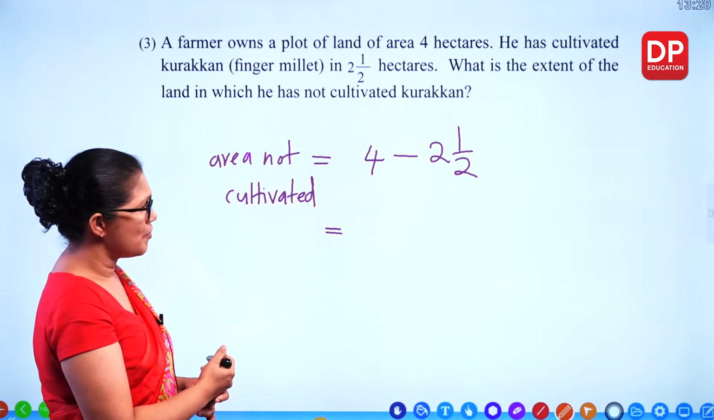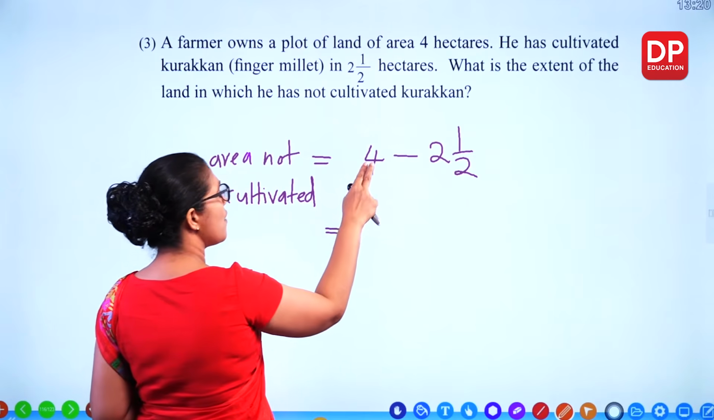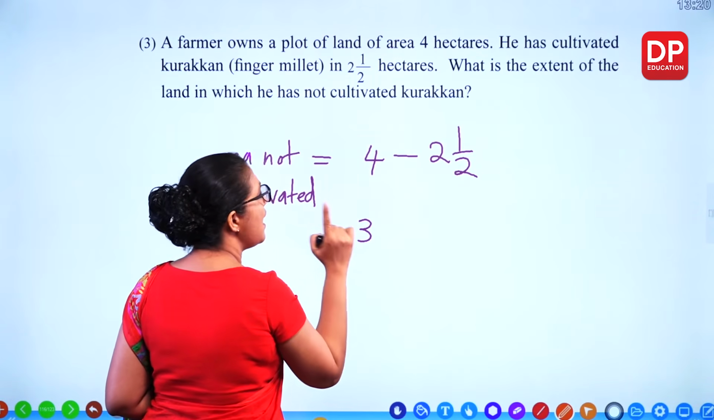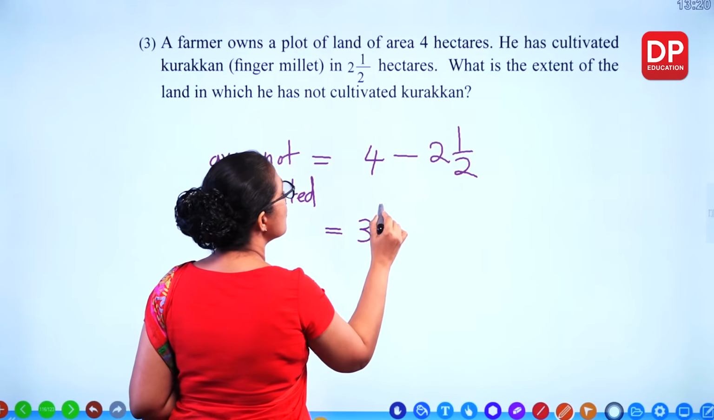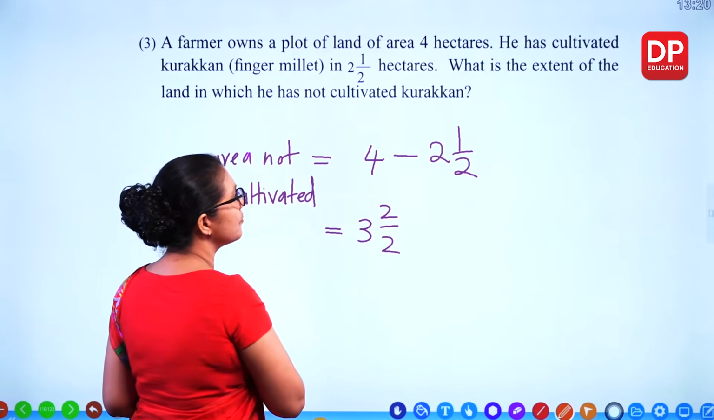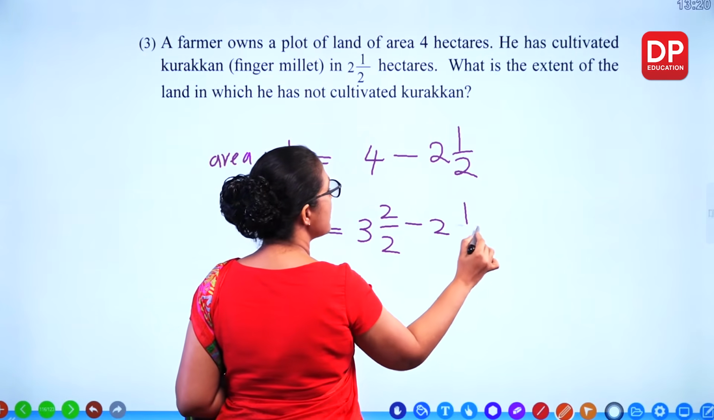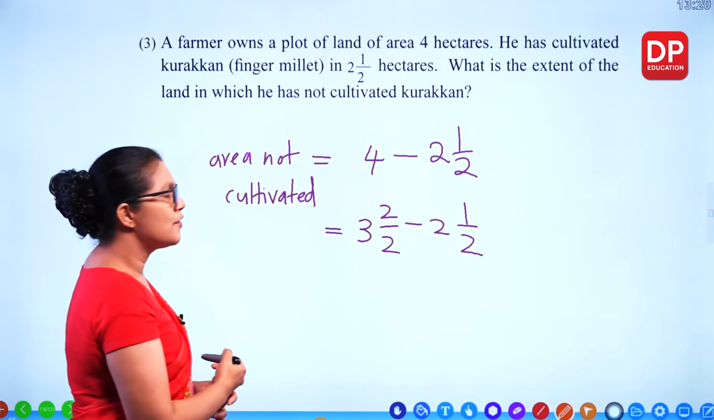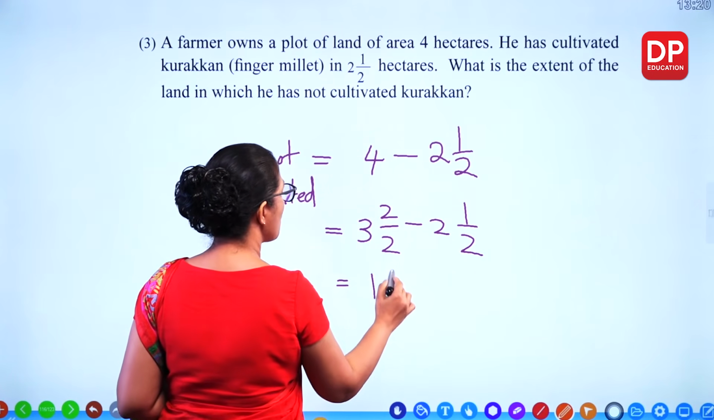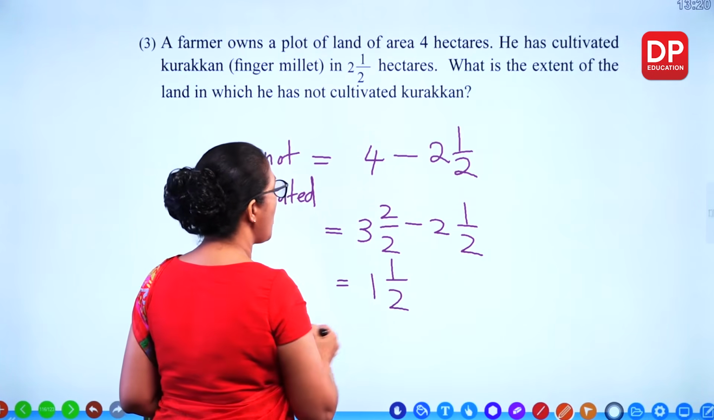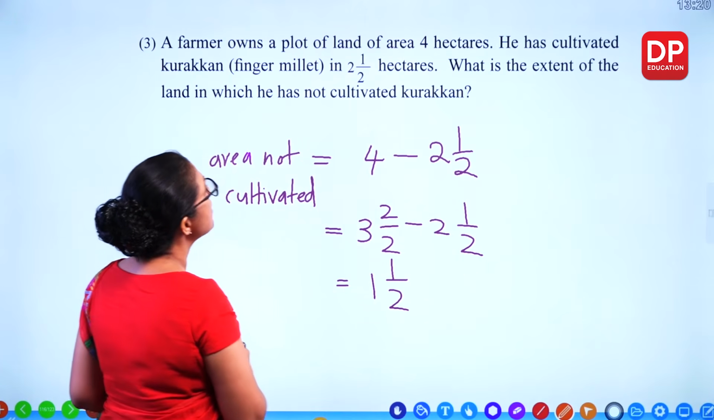So you can't subtract here. So what we do, I can write 4 as 3 and 1 whole part I can write 2 over 2. And then you can subtract 2.5. 3 minus 2, you get 1. And 2 minus 1, 1. So 1.5 hectares.